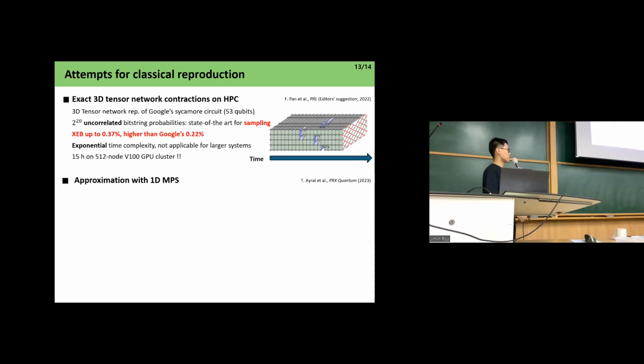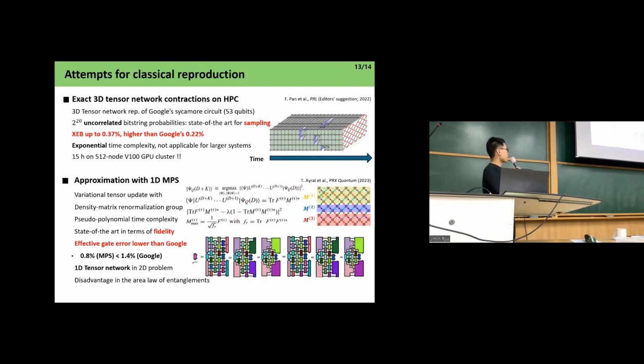Another team in the United States, Simons Foundation's Flatiron Institute, achieved effective error per gate lower than Google. Google's errors are given as 1.4% per 2-qubit gate. However, their one-dimensional tensor simulation gave us 0.8% errors per 2-qubit gate in closed simulations. So most of these have claimed that they have overcome Google's experiment that claims quantum supremacy.